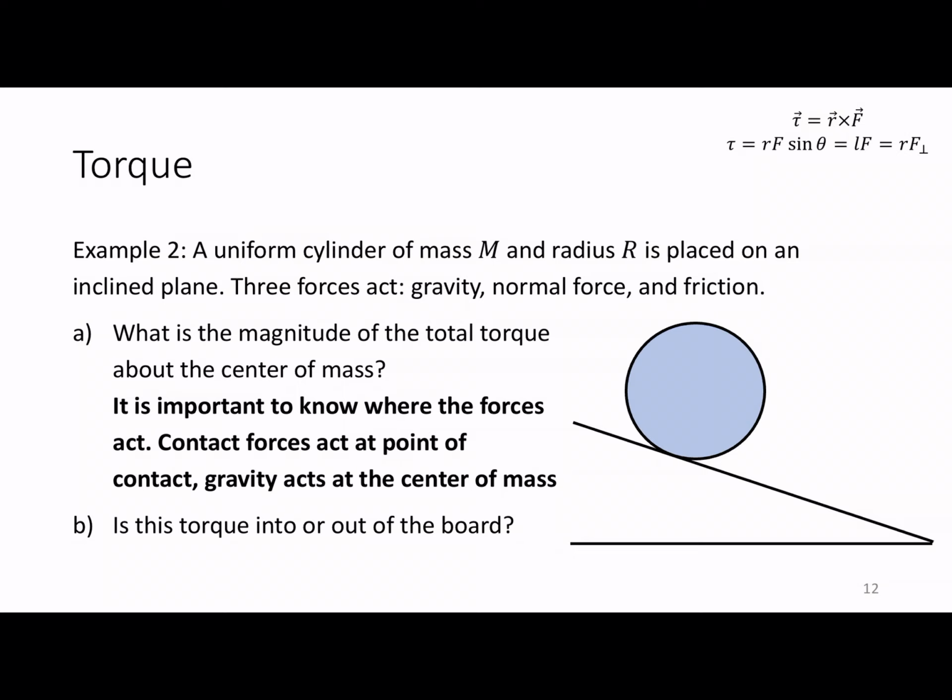So we're going to keep returning to this particular example throughout the lecture. It's actually a very useful example. Imagine I have a uniform cylinder of mass m, radius r, placed on an inclined plane. So there are three forces that are going to act on this. Gravity, which I should say you're going to consider as acting on the center of mass. So I have gravity acting on the center of mass. I have a normal force acting between the plane and the ball.